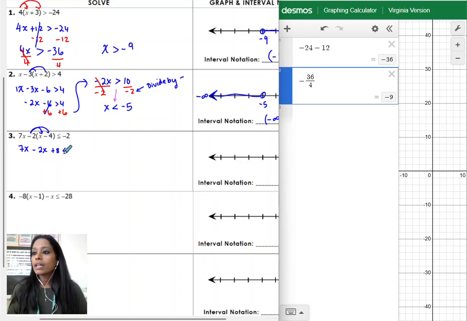We'll go ahead and bring down the less than or equal to symbol, the inequality symbol, and then bring down the negative 2. Combine the like terms. 7 minus 2 is 5, so 5x. Bring everything down. And then we will continue to solve. So minus 8 on both sides.